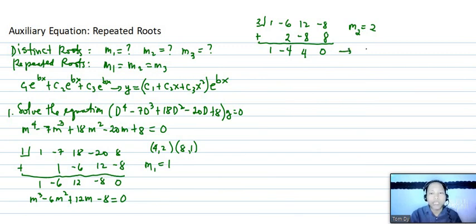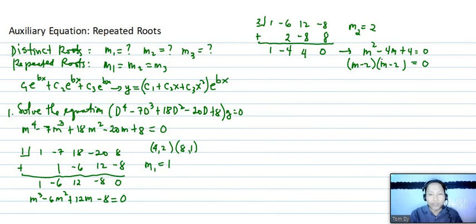Now, if this is m cubed, this time this one is m squared. So m squared minus 4m plus 4 equals 0 for this part. We can factor this one directly. So that is m minus 2 times m minus 2. Negative 2 times negative 2 is positive 4, and negative 2 plus negative 2 equals negative 4. So that is equivalent to 0. This will be our factor.